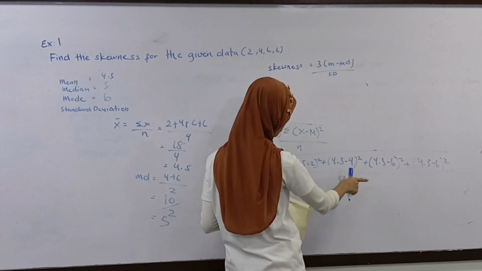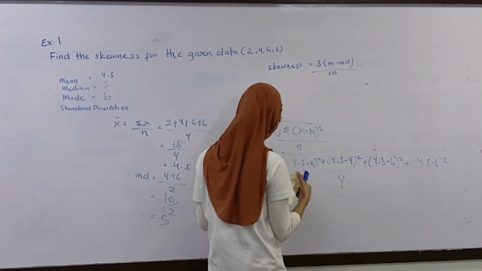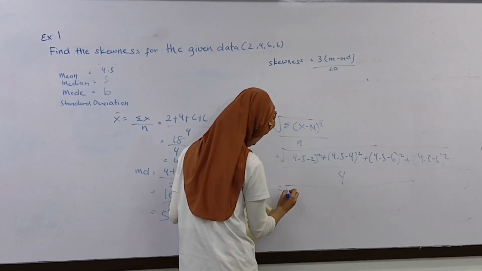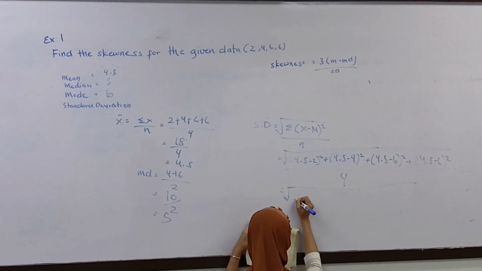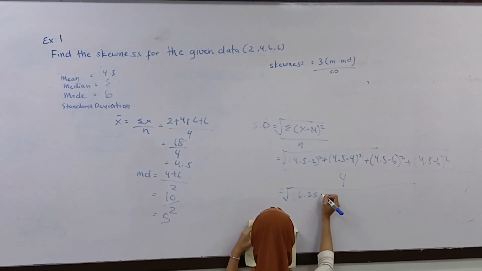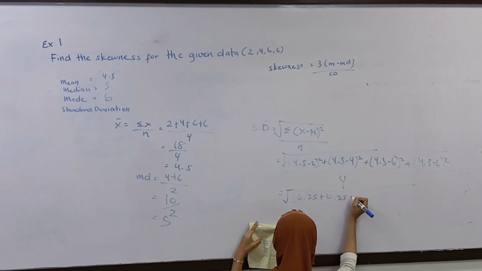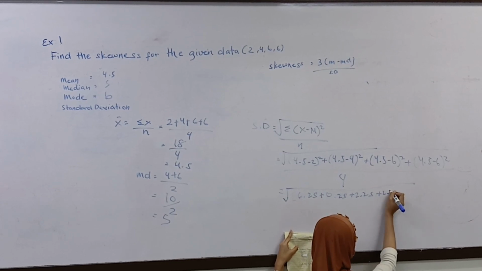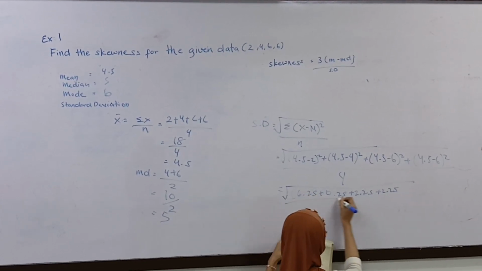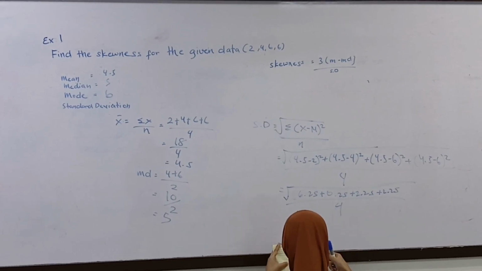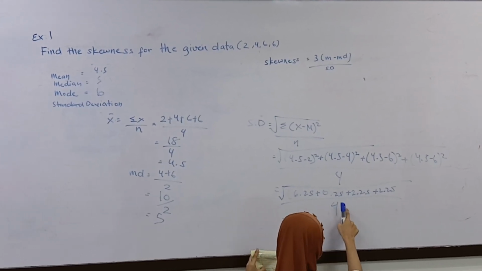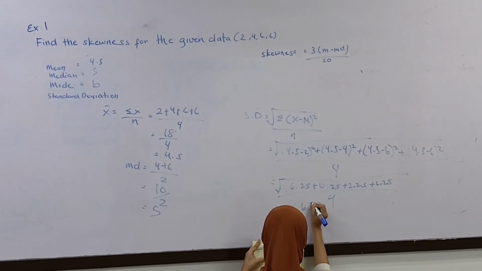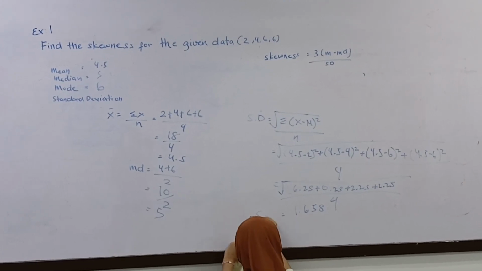When we subtract each number and square, the values are 6.25 plus 0.25 plus 2.25 plus 2.25, over 4. We add these and divide by 4. The answer is 1.658. So here is the standard deviation.